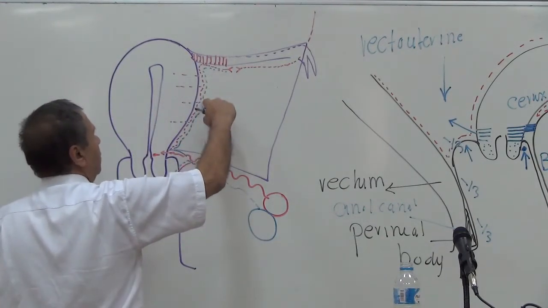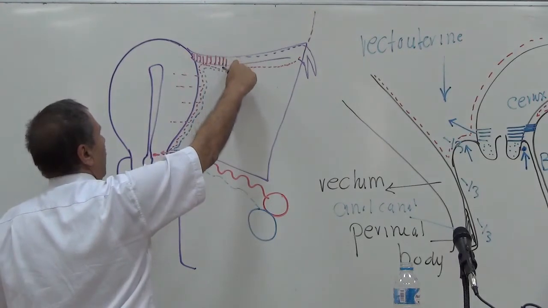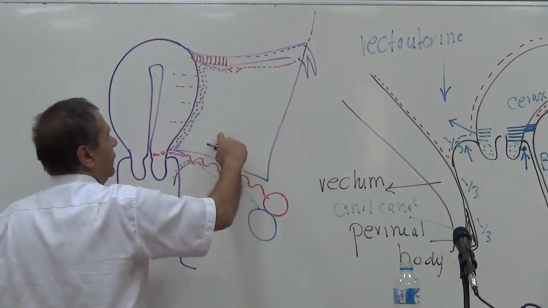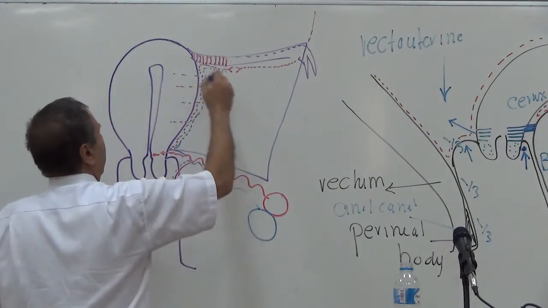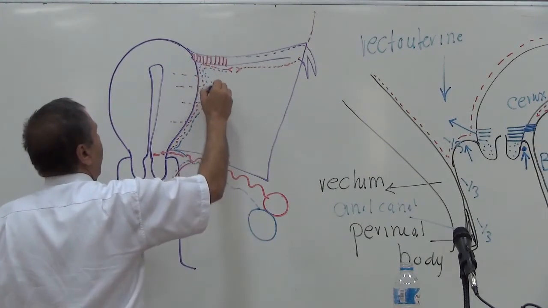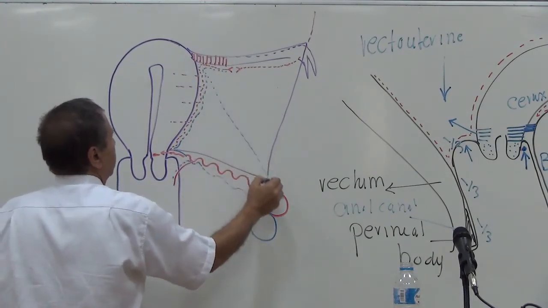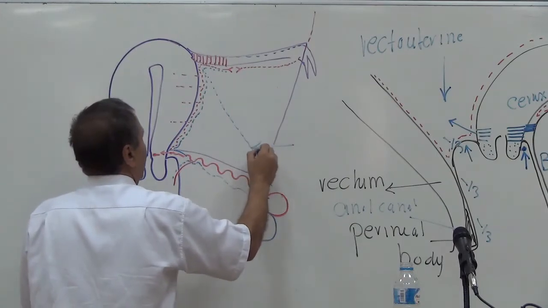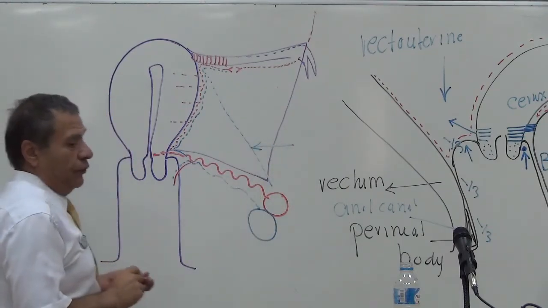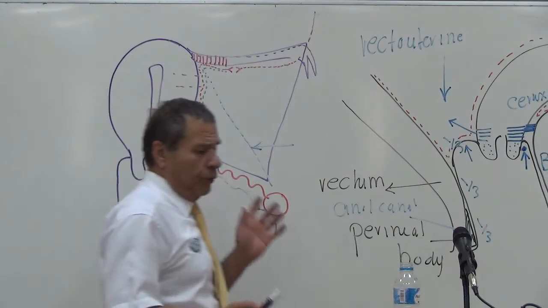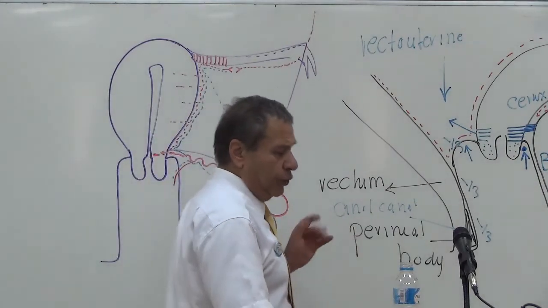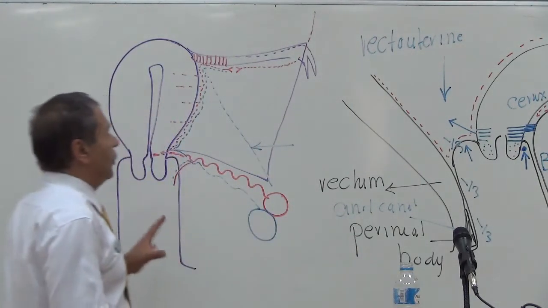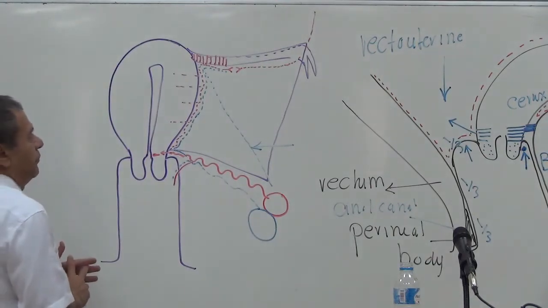It contains the uterine vessel. It contains the uterine tube. It also contains sympathetic and parasympathetic nerves. It contains also the round ligament of the uterus. Inside it, round ligament of the uterus. This is the most important. There are many things there, but they are not important. We need only the content of this.